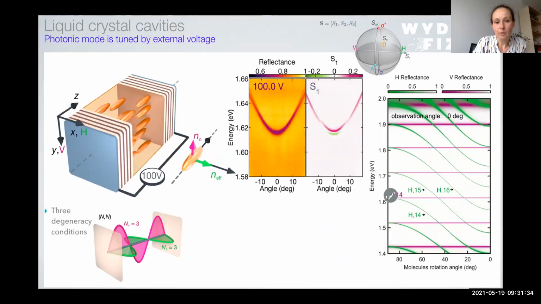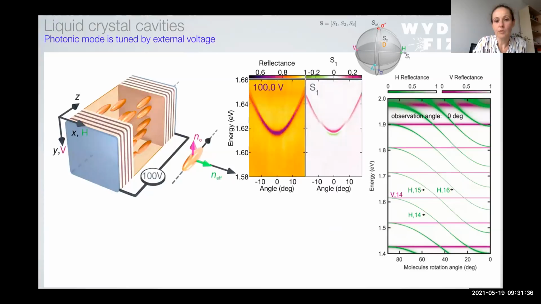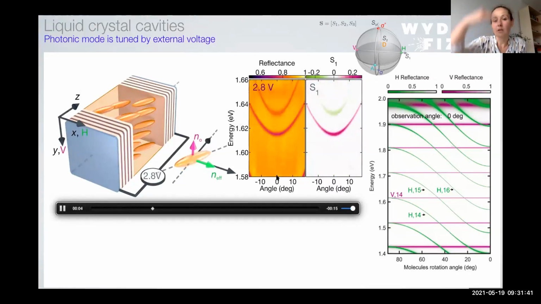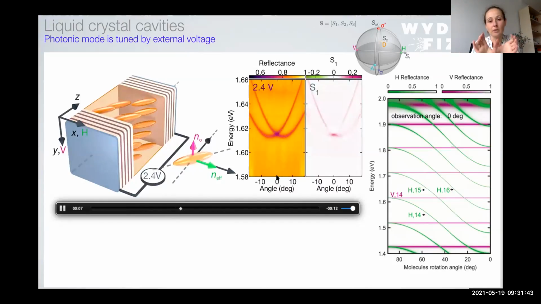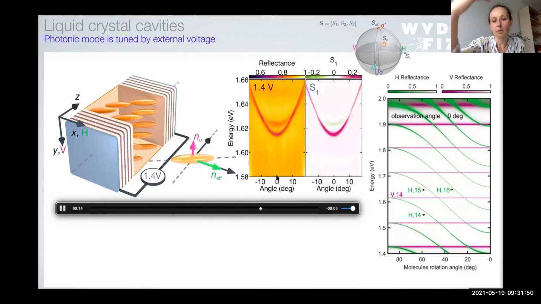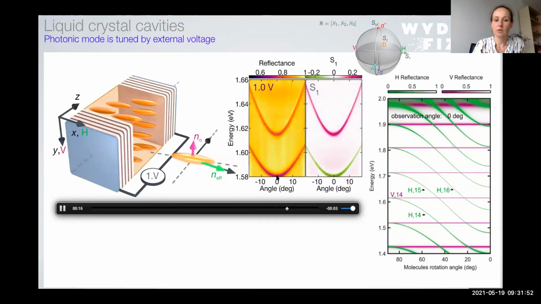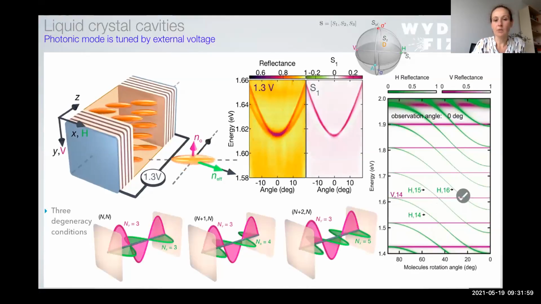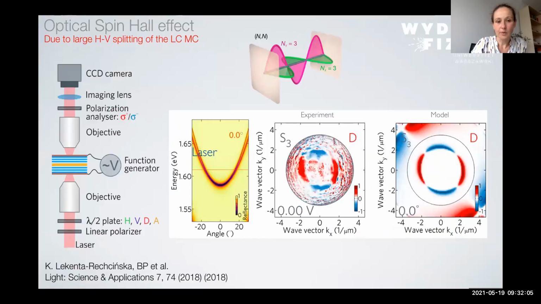So let me once more play this movie so you can see how the modes are shifting, and then there is an additional mode coming. Now we have this peculiar regime when the two modes get split, and then we can even bring the third mode in resonance with this structure. Okay, so these are the three regimes that will be important in my further talk. So let's start first with this first regime.